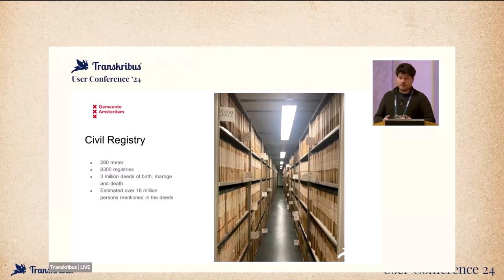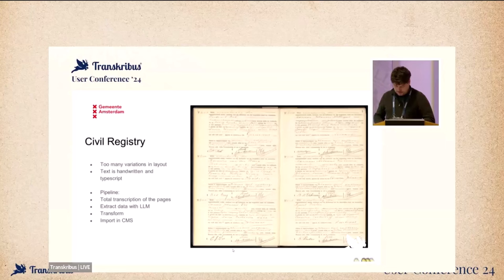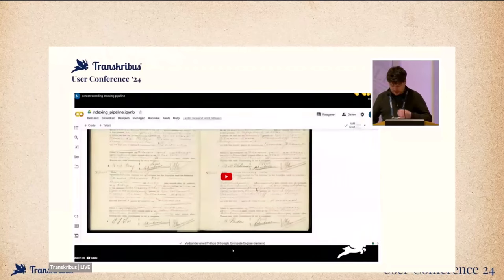The past year, we've been working on making a pipeline using Transkribus, OpenAI, and our own collection management system to index these 18 million persons in just a click of a button. And that's what I'm going to show you next. This is the pipeline. There's a small video that demonstrates. Hope it starts. Right.